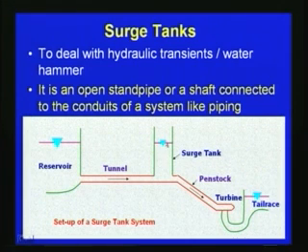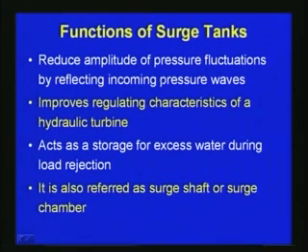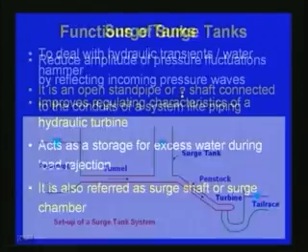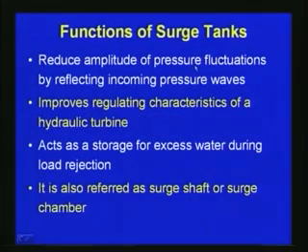This is a simple kind of surge tank. Here you can see that the surge tank is an open standpipe or a shaft connected to the conduits of a system like piping. A typical surge tank is shown here. Some of the functions of the surge tank include reducing the amplitude of pressure fluctuations by reflecting the incoming pressure waves, so that the amplitude of the pressure fluctuations is reduced, and improving the regulating characteristics of a hydraulic turbine.